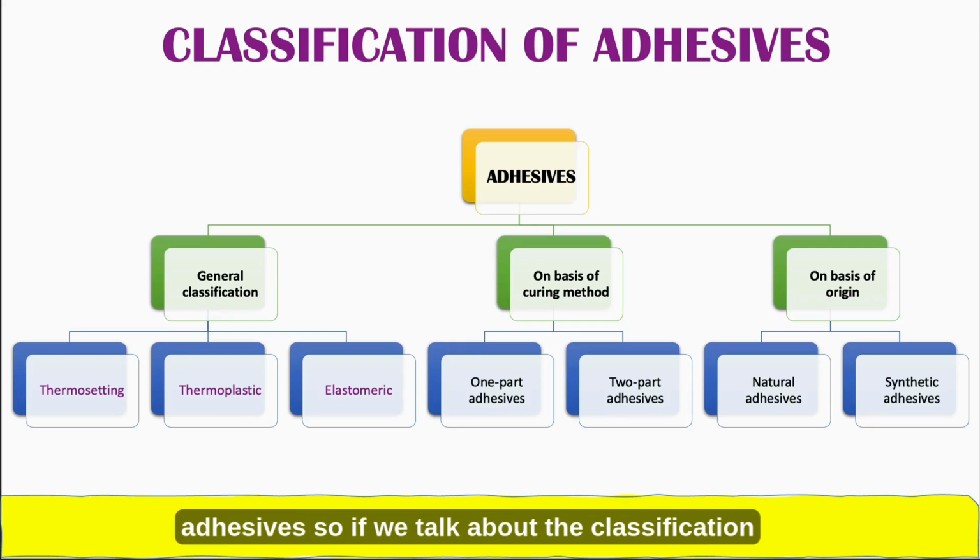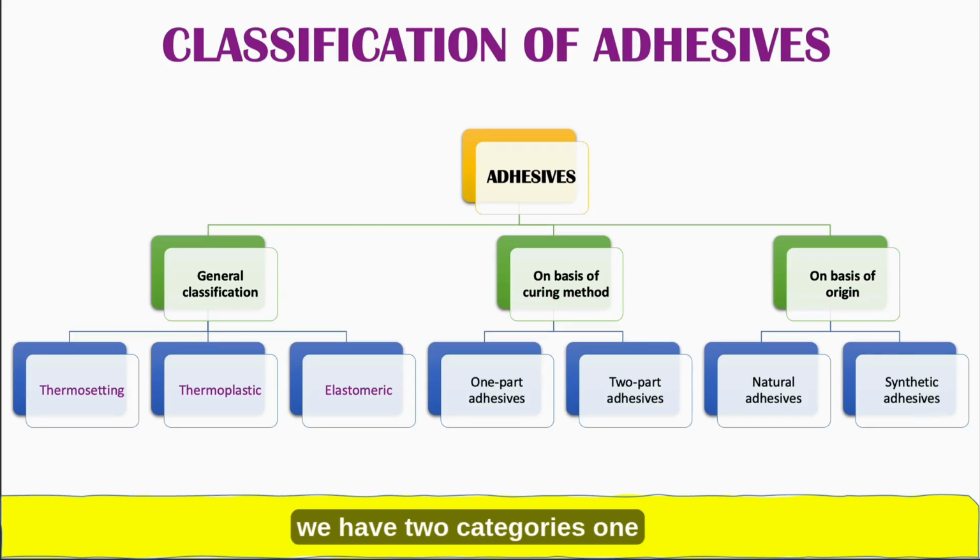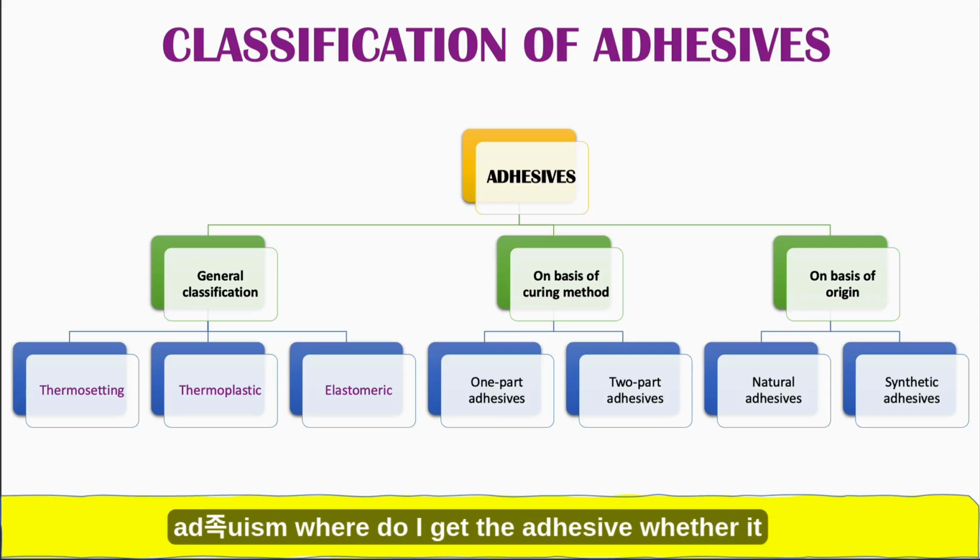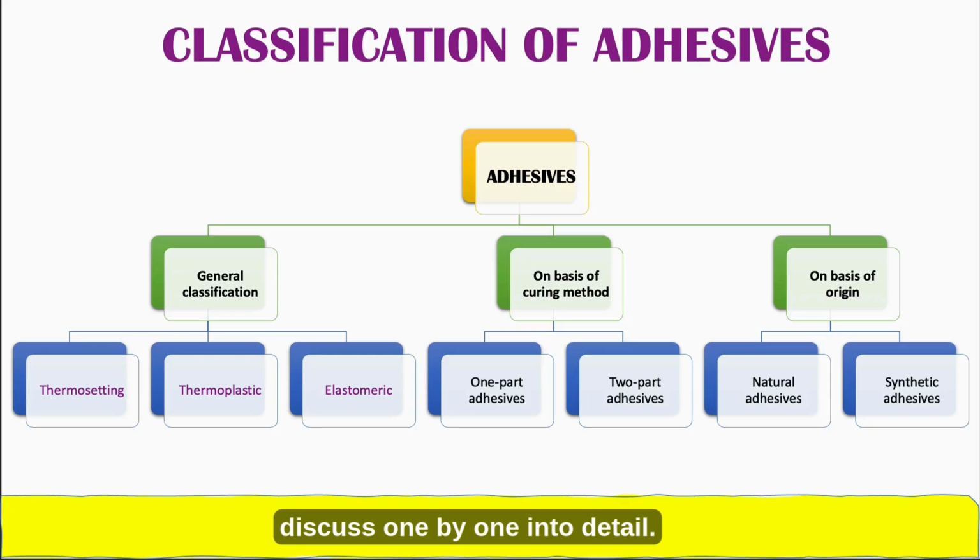So if we talk about the classification by structure, which we also refer to as general classification, adhesives are of three types: thermosetting, thermoplastic, and elastomeric. On the basis of curing method, we have two categories. One is one part adhesives and the second is two part adhesives. The third classification criterion is on the basis of origin, that means what is the source of the adhesive, from where do I get the adhesive. Whether it is a naturally occurring substance, the natural adhesives, or I synthesize them in the laboratory or in industries, then it is called synthetic adhesives. Now let's discuss one by one in detail.